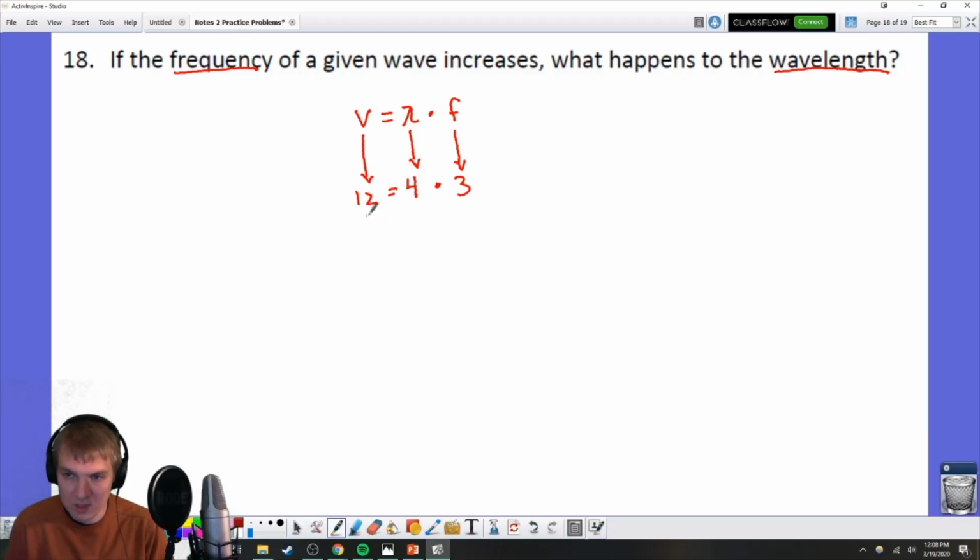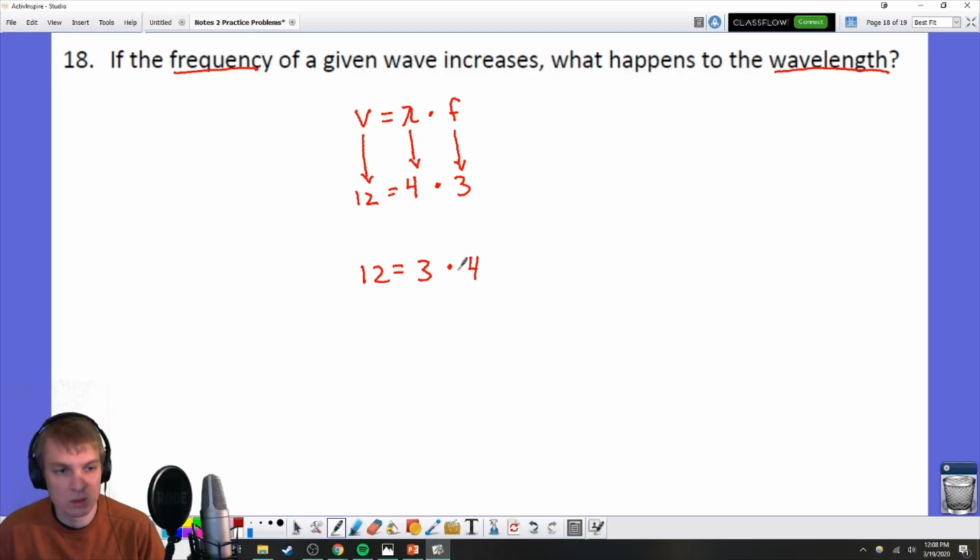So let's assume that this number doesn't change. So we have 12, all right? The question asks, if a frequency in a given wave increases, so let's increase the frequency to 4, what's going to happen to the wavelength? Well, the wavelength is going to decrease if the frequency increases. So they're inversely proportional. If one goes up, the other must go down. And that's always going to be the case with frequency and wavelength.